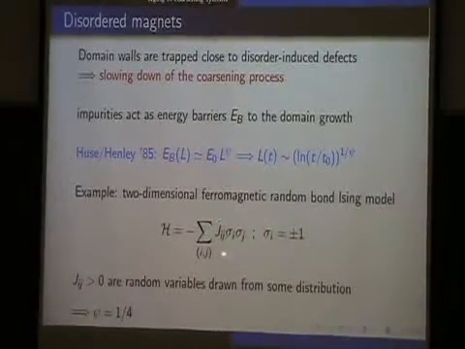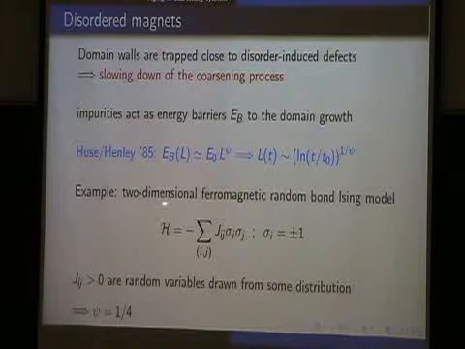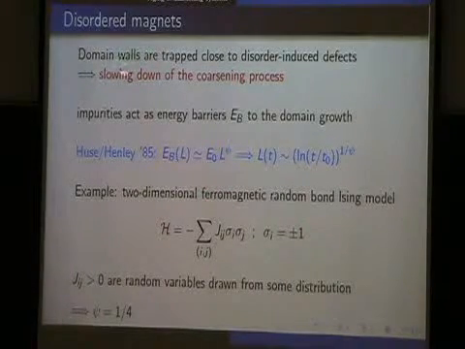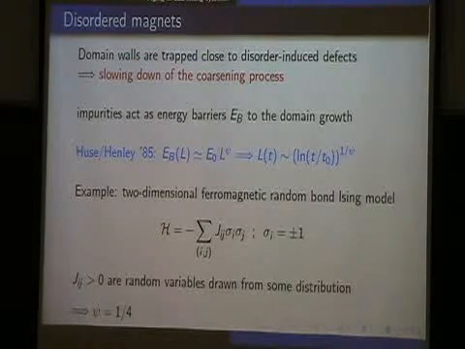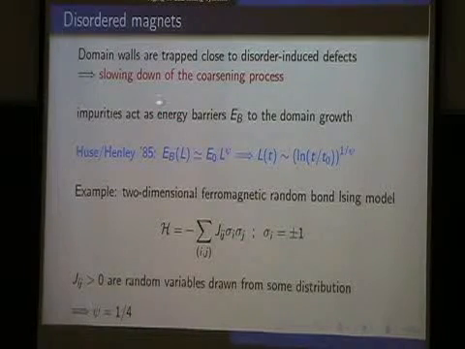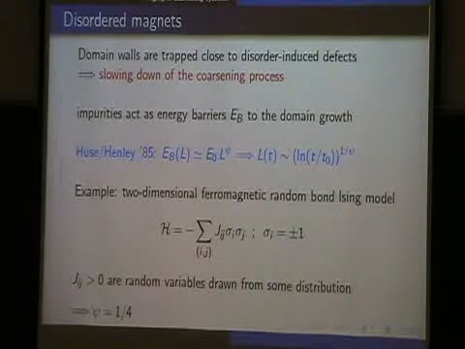So there's some coupling that is taken out of some distribution, and that means we have couplings which are weak and couplings which are strong. And as a result, domains are then trapped, or can be trapped, close to this kind of defects. So what that means is that I showed in the very first picture that there was a slowing down of the coarsening. That the domains grow much slower.